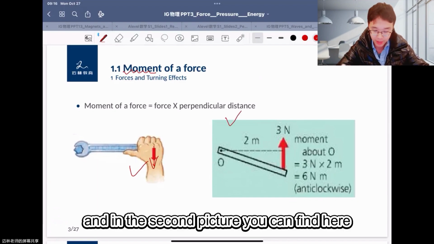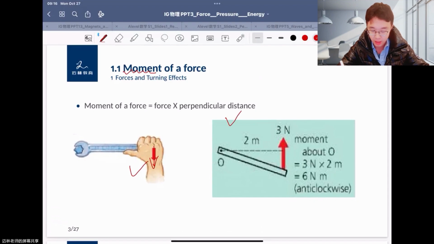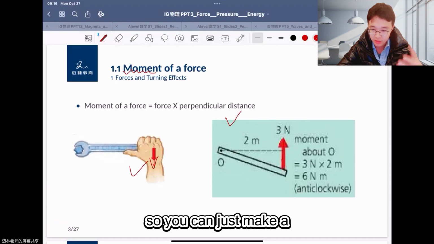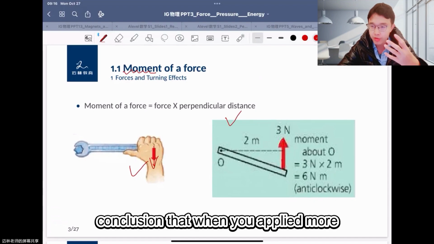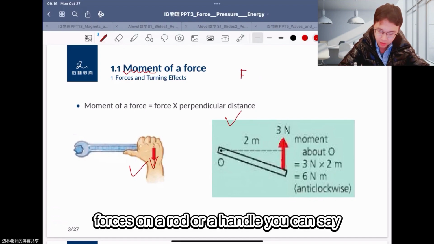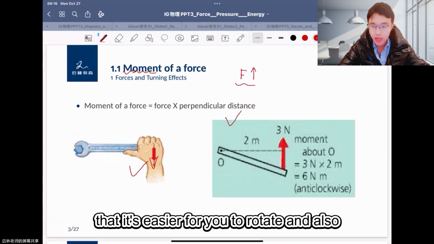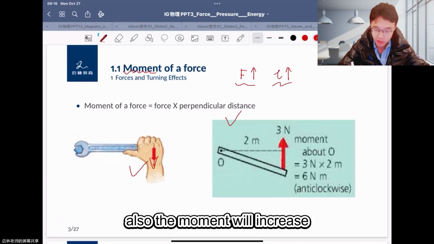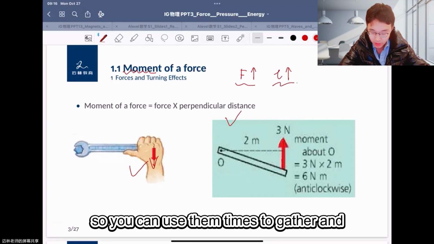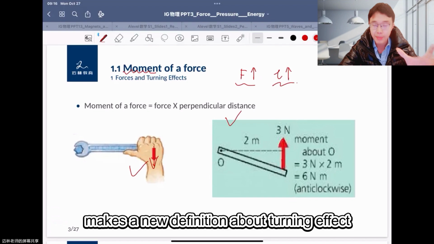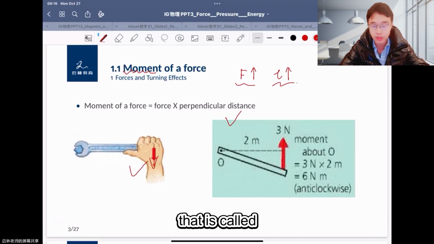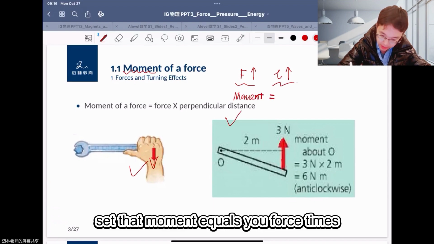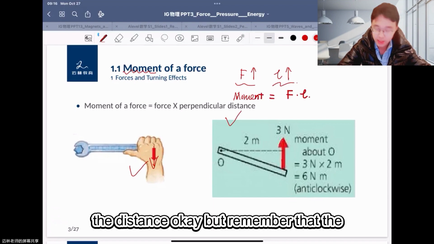And in the second picture, you can find here you apply the force and you can make it rotate, right? So you can just make a conclusion that when you apply more force on a rod or on a handle, it's easier for it to rotate. And also when you increase the length of the handle, the moment will also increase. So you can use them together and make a new definition about turning effect that is called moment. So you can say that moment equals force times the distance.